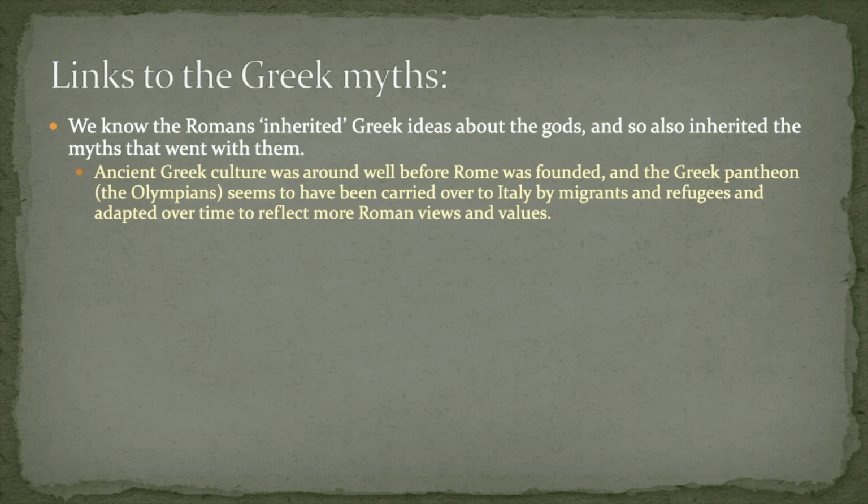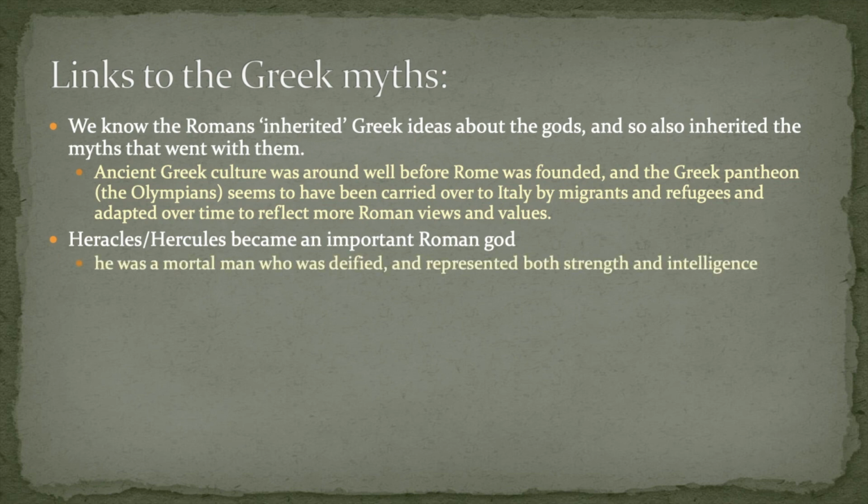That's why the Roman versions of the Olympian gods have slightly different names, and maybe they have slightly different responsibilities which more highlight Roman views and values. Hercules, or Heracles originally, does become an important Roman god. In fact, you tend to see Hercules as their equivalent of Jesus Christ, when they're swearing. So they swear by Hercules. And the reason is he's a mortal man who was deified and who represented both strength and intelligence.